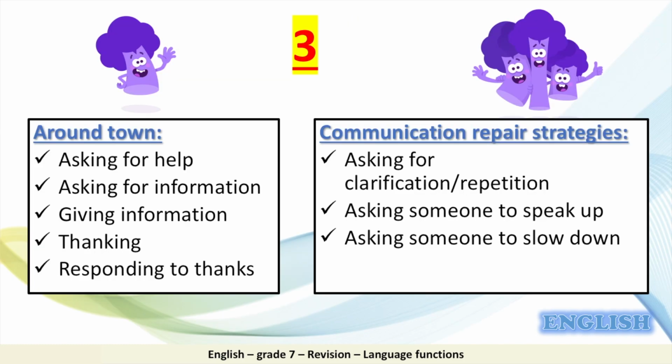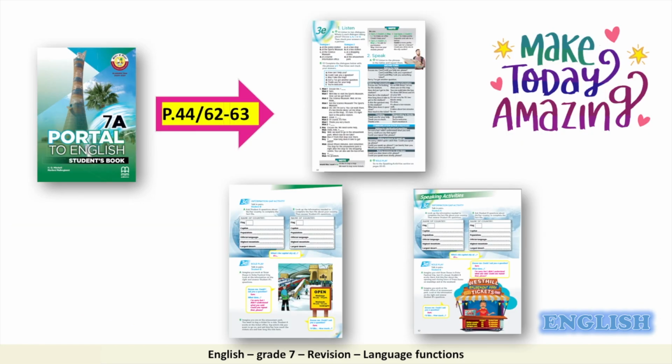In Unit 3, we learned phrases that would help us communicate better around town. For example, phrases that would help us ask for help, or ask for information, or give information, or thanks, or even respond to thanks. We also learned communication repair strategies. For example, asking for a clarification or repetition, asking someone to speak up, or asking someone to slow down. Please open your student book to page 44. We will also practice the speaking activity in page 62 and 63.